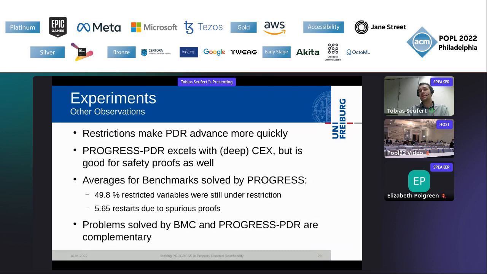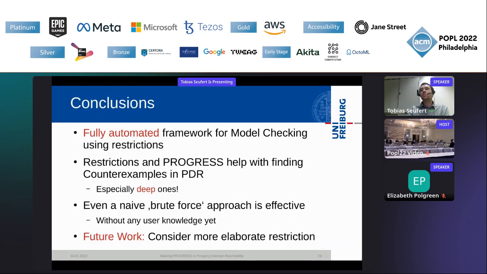What's also interesting is that the problems which are solved by VMC and progress PDR are complementary. We observed that VMC is rather strong with short counterexamples, and progress PDR is stronger with deep ones. This is also expected because the deeper the counterexample, the heavier the load of the SAT solver with VMC, because you have huge unrollings here.